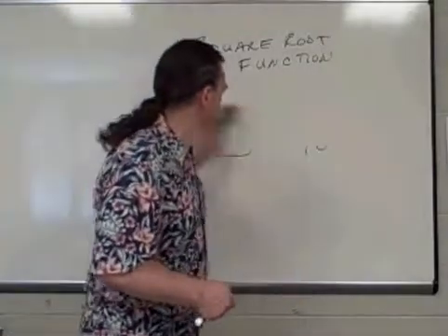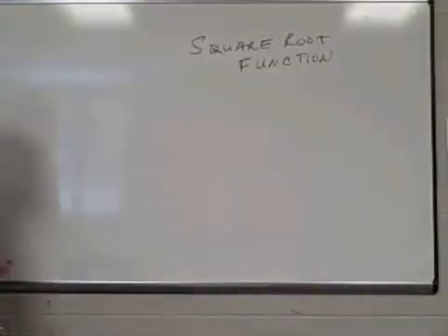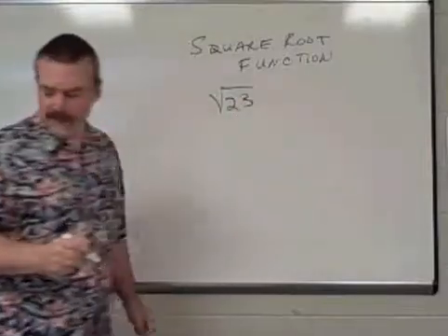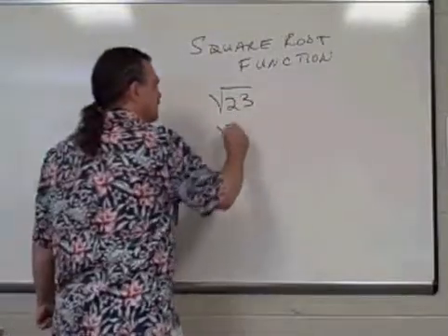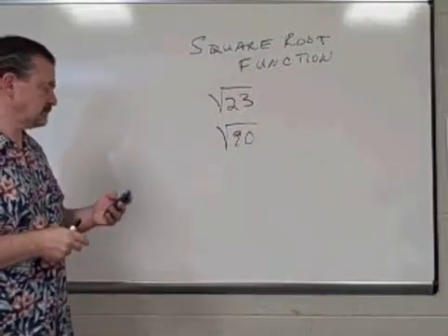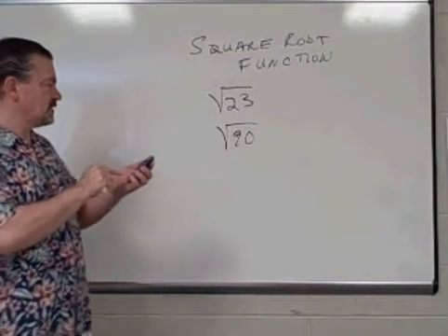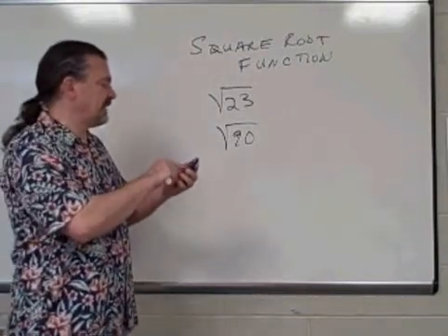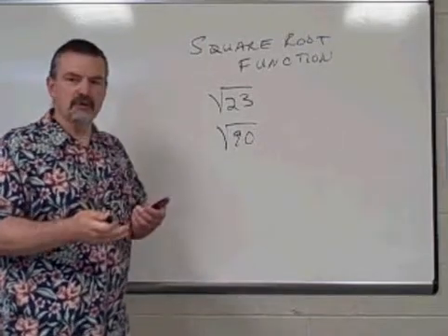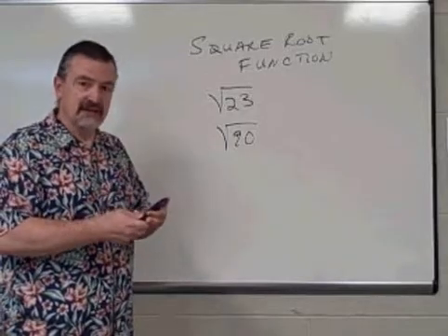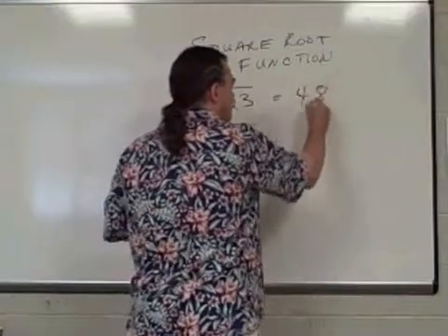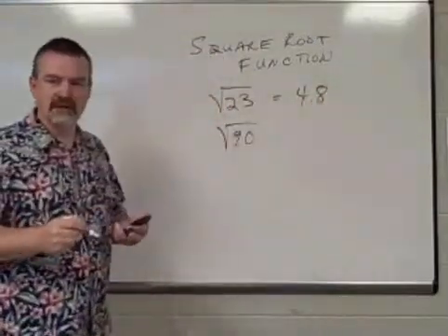Try this one. Use your calculator to find the square root of 23, and then use your calculator to find the square root of 90. So we put in 23 into the display, hit the square root symbol. And if we round our answer there to the nearest tenth, you should have gotten 4.8. Did you?